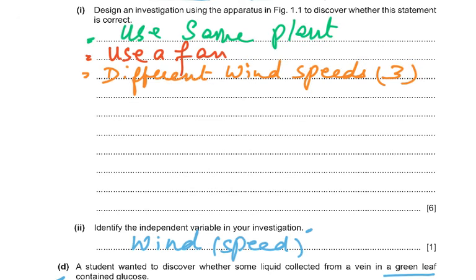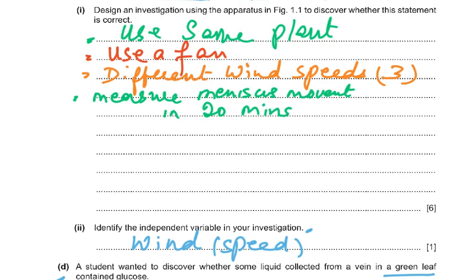And then what do you measure? You measure the movement of the meniscus, what you just measured earlier on in the question. So you measure meniscus movement in 20 minutes. You could have said 10 minutes also, but because we used 20 minutes in the last part earlier in the question, I'm using the same wording. So you could have said 10 minutes as well. That was fine.